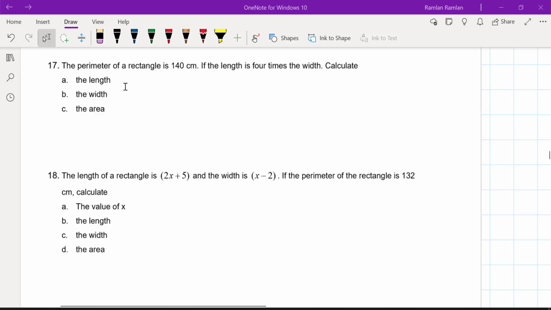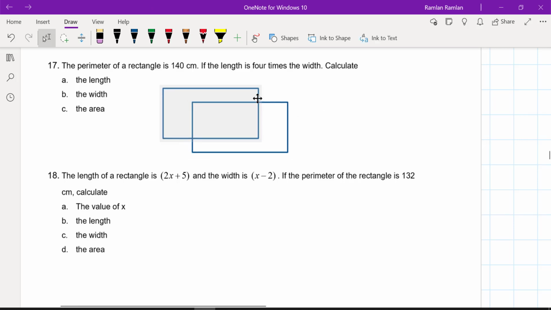Okay, next up, number 17. The perimeter of a rectangle is 140 centimeter. If the length is 4 times the width, calculate the length, the width, and the area. So it is a good idea to draw the shape first. So this is, for example, a very rough drawing of a rectangle, and then see what happened here.